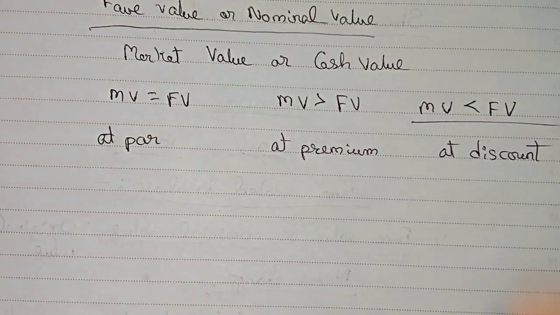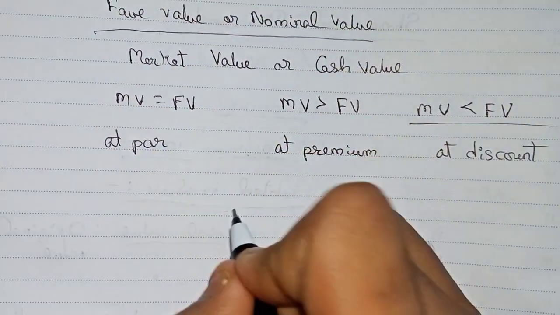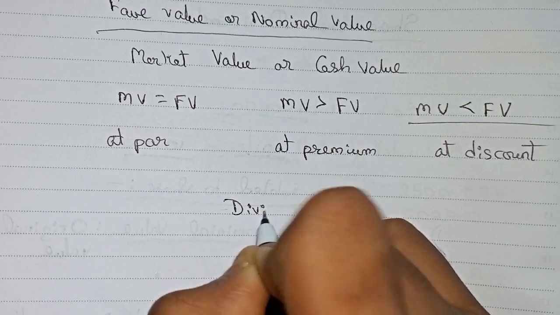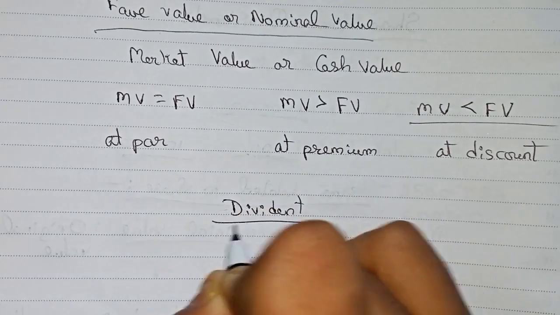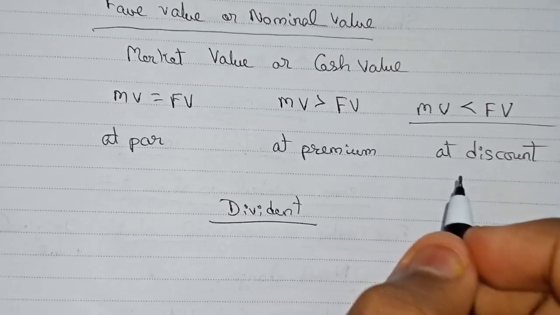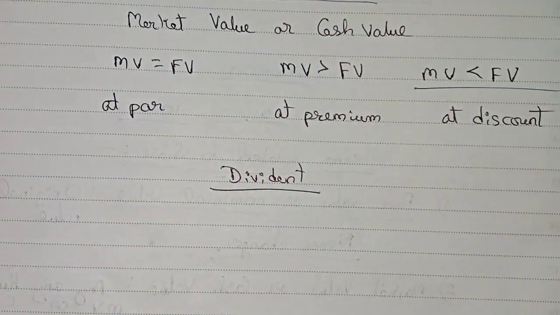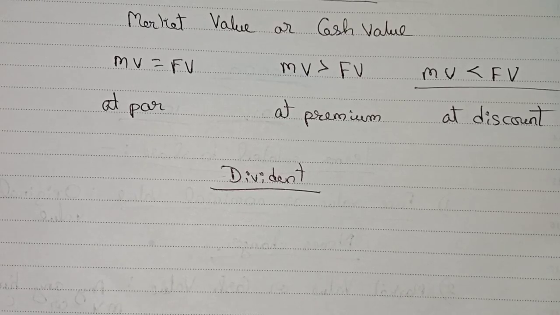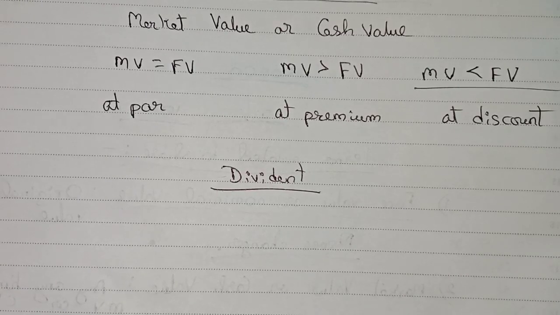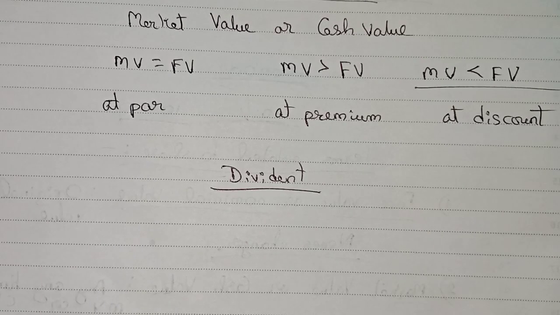So this is a total concept of the share. Now we'll come to dividend. First we will learn what is dividend. We can say that dividend is the profit or the amount that a shareholder gets from the company for its investment. You can understand this with the help of an example.